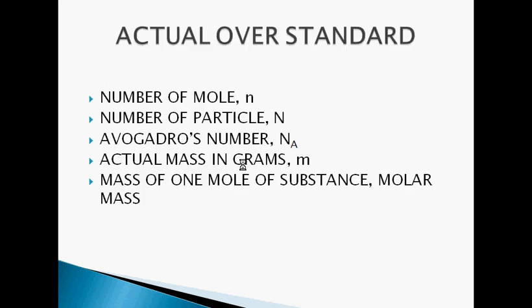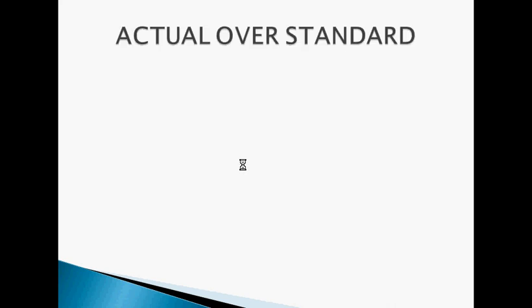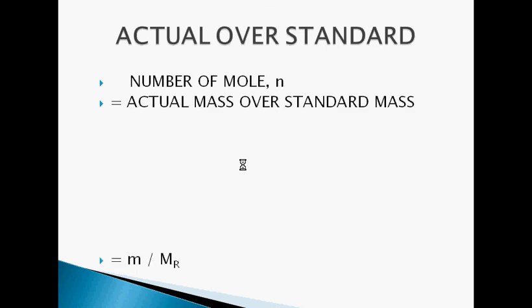So as we go through a lot of examples, we get some idea. 1 mole always gives you the standard number and always gives you the standard mass. Number of moles, small n; number of particles, big N; Avogadro's number, N_A; actual mass in grams, small m; mass of 1 mole of substance, molar mass. So you have actual over standard, again, number of mole, actual mass over standard mass. You can relate this with the actual mass in grams, remember it's in grams, over the relative mass. The relative mass, we should call it molar mass.